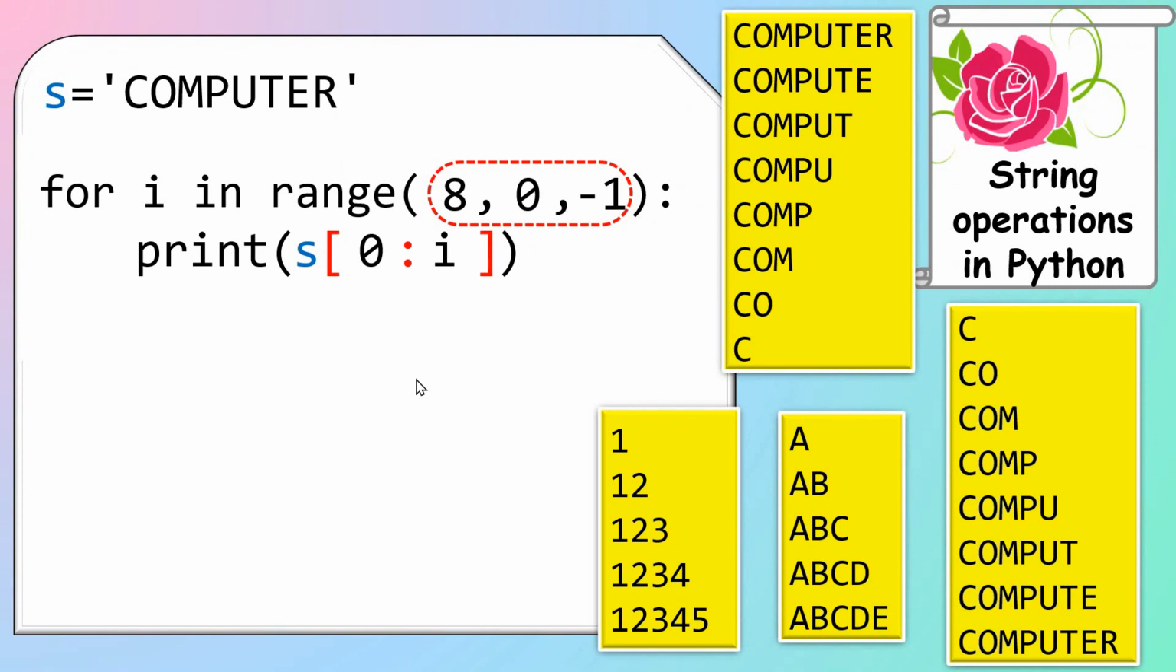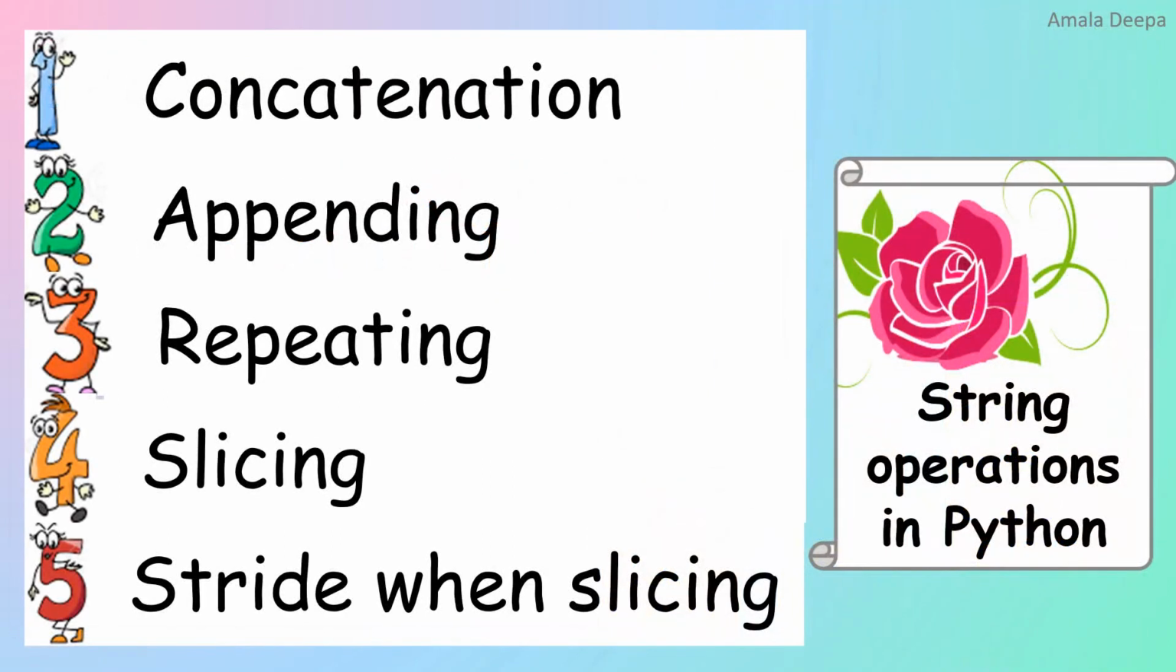So this brings us to the end of the session. So in this session, you learned 5 string operations in Python. And also I discussed some problems which are from the book back exercise.